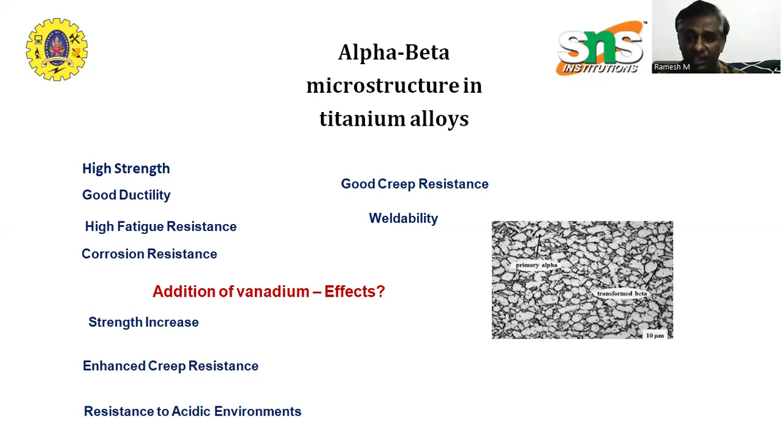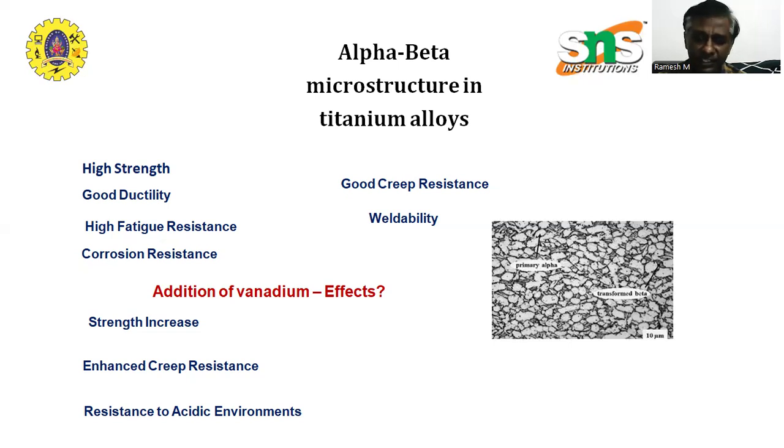Then the alpha beta microstructure provides a balance between strength and ductility, so that it will allow for some degree of deformation without failing. Once again, good ductility. A ductile material means it will elongate and we can turn it into wires or rods. It allows some degree of deformation without failing, and also gives a certain balance between strength and ductility. That is a very important property.